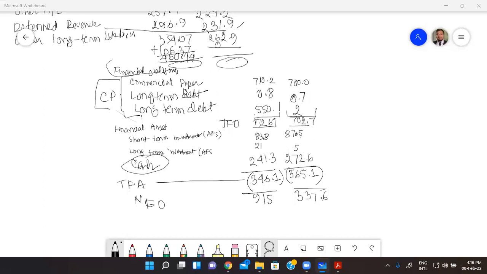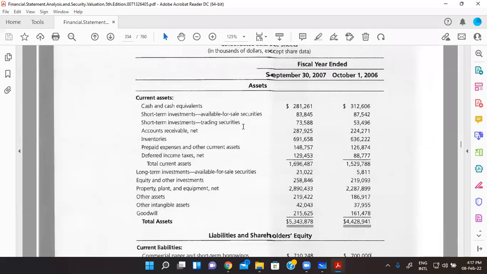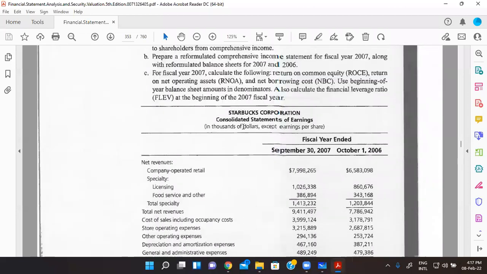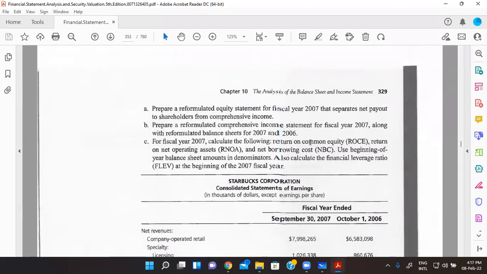So you see how we have made the reformulated balance sheet from the standard balance sheet. This is the way we can convert the standard balance sheet into the reformulated balance sheet. So when you have the reformulated balance sheet and the reformulated income statement, you can get some modified financial ratios which have been asked here. They will change from the standard balance sheet to the reformulated financial statements.